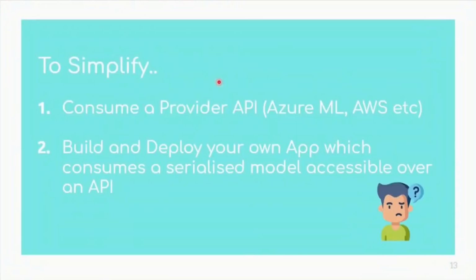Now, effectively, to simplify this, how do we solve our original question of productionizing a machine learning model? We can either consume a provider API wherein the model is either pre-existing or we have created it on our own, kind of an AutoML scenario. Or we could build and deploy our application, which consumes a serialized model accessible over an API. And the emphasis is on the serialized model because all the models are saved as a serialized file, which is the pickle file or the feather file or whatever file format that you work with. These are the model files that we typically work upon.